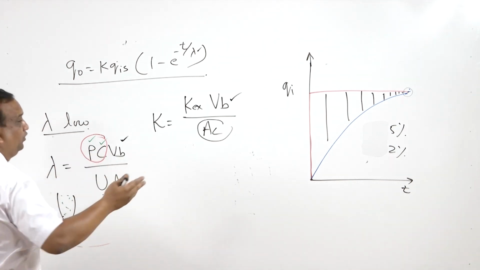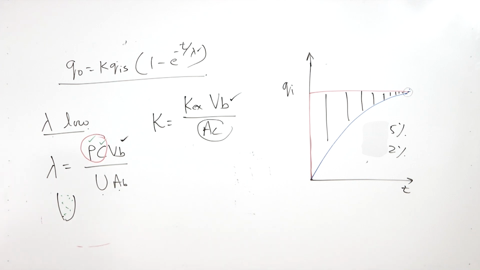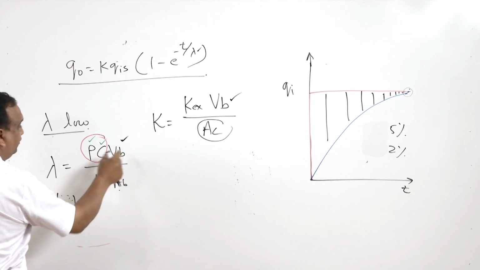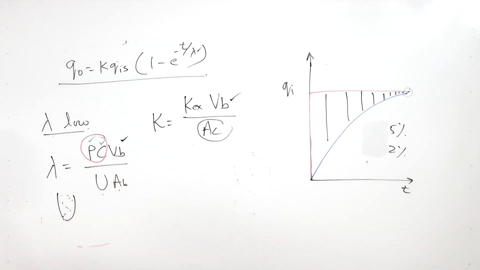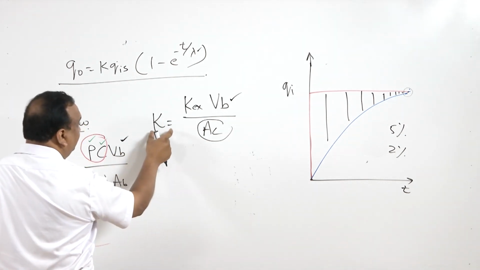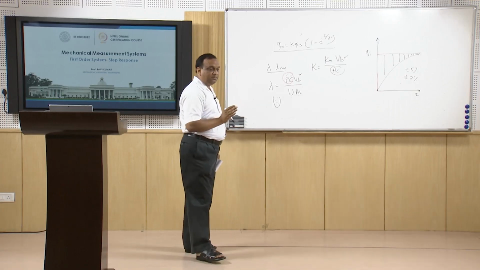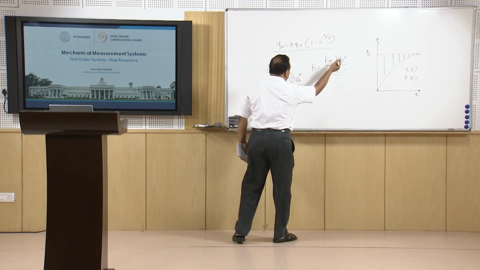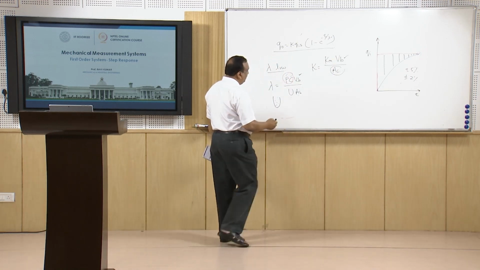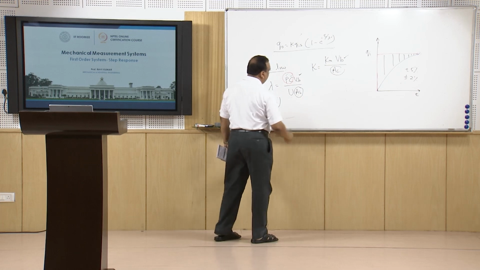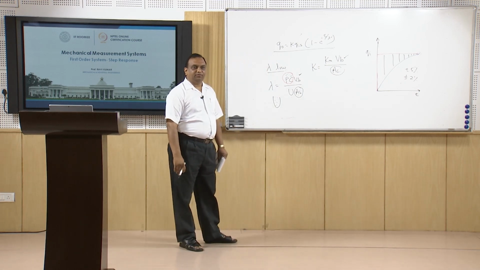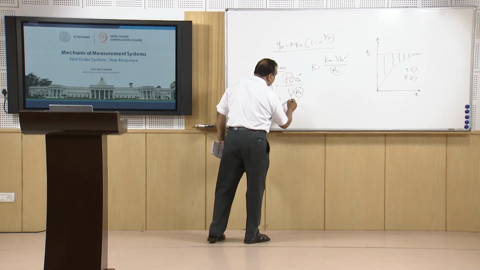So, now we have to strike a compromise. If you want a low value of lambda, then the volume of the bulb should be low. And if you want high sensitivity, then the volume of the bulb should be high. So, a compromise has to be struck between these two. Now, area of the bulb should be as high as possible, and then U, the overall heat transfer coefficient.